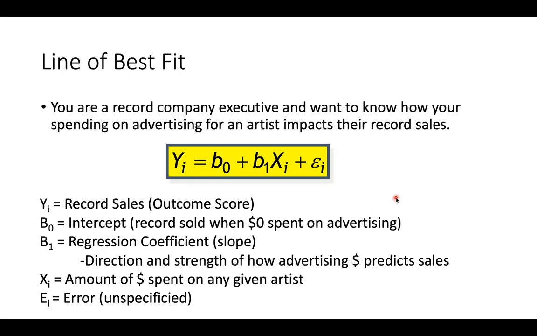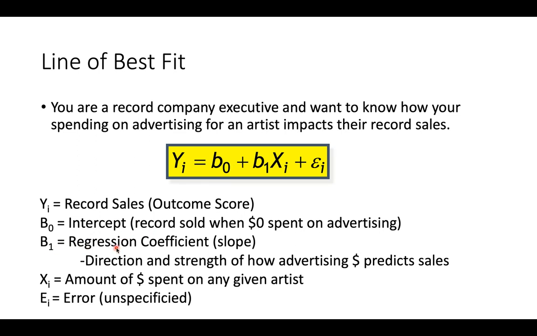So if we take this example and we plug it into our formula for a regression line, a regression equation, y is our outcome. That's the thing we're interested in predicting, which is record sales. Our b sub 0 is the intercept of our line. This will essentially become the number of records sold when we spend nothing on advertising, right? When our x-axis variable, which is our predictor, equals 0, how many records are sold? So if we spend nothing on advertising, how many records are sold? That's our intercept.